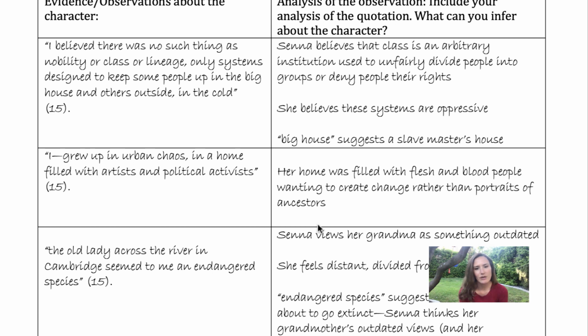So if you look at page 15 and you look at the context, you can see that Senna is drawing that distinction. Her home, the house that she grew up in, was filled with real people. It was chaotic, and these people were activists and artists. Unlike her grandmother's home, which is filled with pictures of the grandmother's ancestors, right? Drawing a contrast between that chaotic, lively, but exciting home filled with living people versus a much more antiquated home filled with portraits of people who have long since passed.